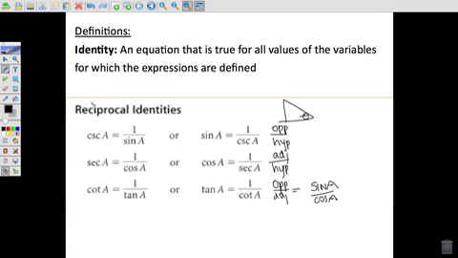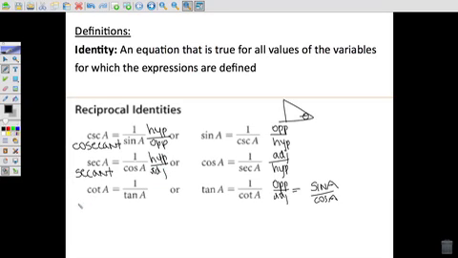Then, on this other side, they've paired them up. Cosecant is the reciprocal of sine, or 1 over sine. So if we take 1 over the opposite over the hypotenuse, we get the hypotenuse over the opposite. Same thing with secant. It's the reciprocal of cosine. So 1 over adjacent over hypotenuse gives hypotenuse over adjacent.